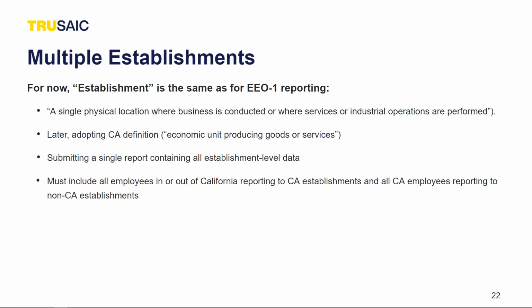Next slide, please. First, the notion of an establishment. For this reporting, your establishment is the same as for EEO-1 reporting, namely a single physical location where business is conducted or where services or industrial operations are performed. Later, California anticipates moving to a more abstract definition of an economic unit producing goods or services. If you are an employer with multiple establishments, you'll be submitting a single report containing all of your establishment-level data. It must include all employees, in or out of California, reporting to California establishments, and all California employees reporting to non-California establishments. So if you're reporting to Texas but working in California, you're included in the report as well.